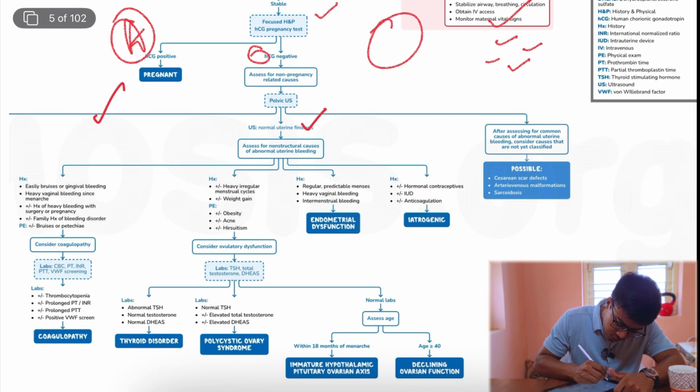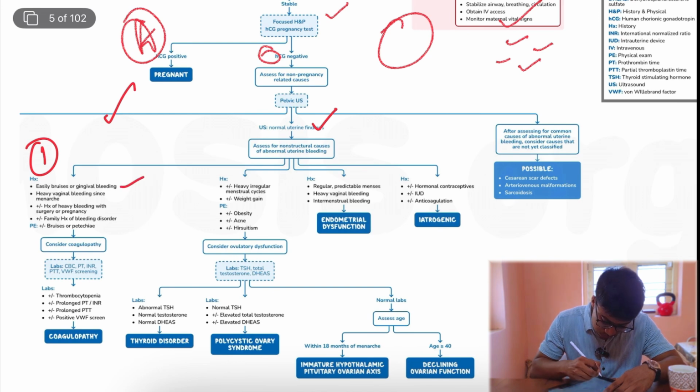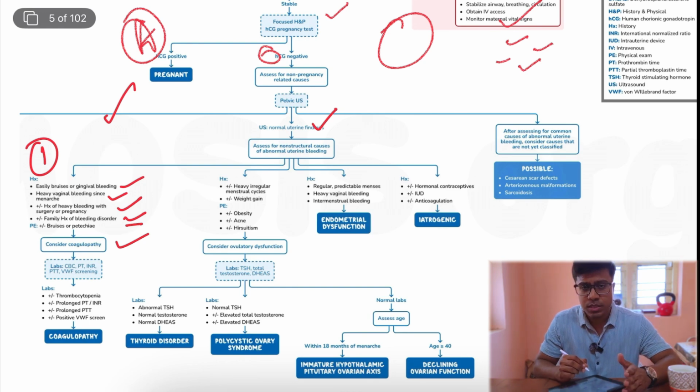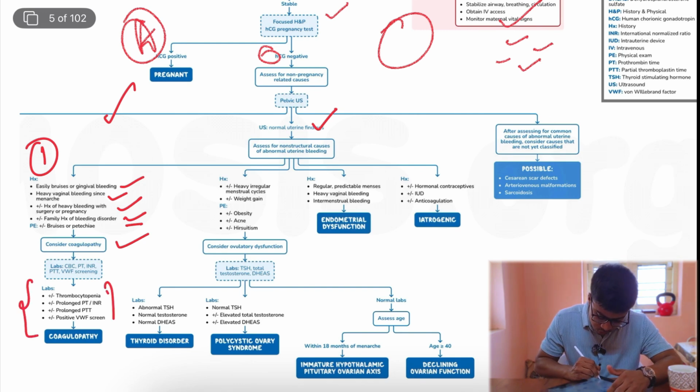Let's discuss the first case. If the history is easy bruises, gingival bleeding, heavy vaginal bleeding since menarche, heavy bleeding with surgery or pregnancy, and a family history of bleeding disorder that is inherited, it may be a coagulopathy, and we have to do all the labs for coagulopathy: CBC, PT/INR, PTT, and VWF screening. Labs will show these findings, and then we diagnose the coagulopathy.